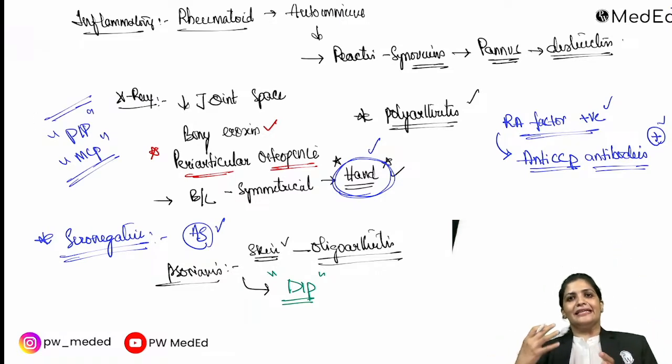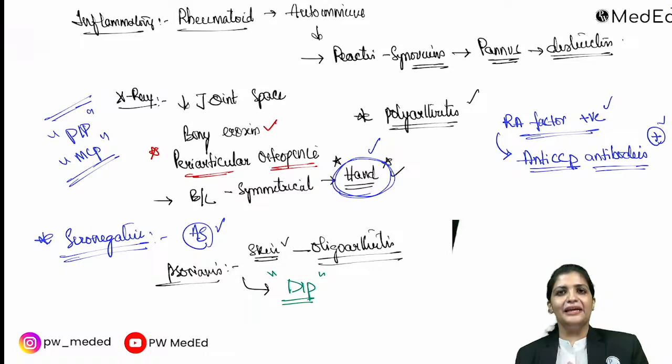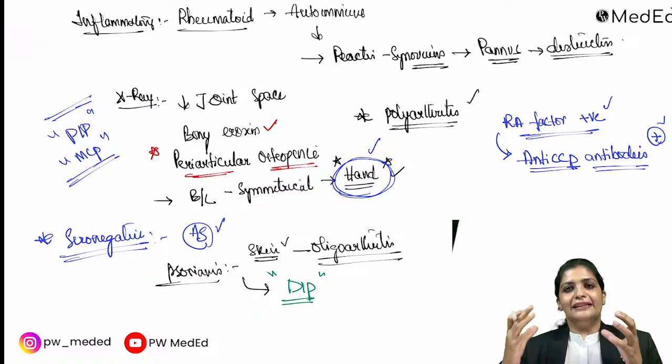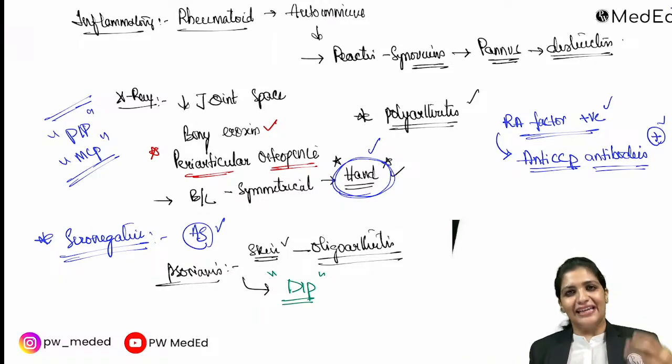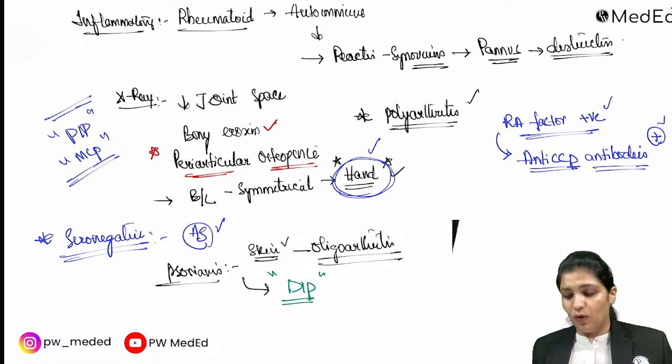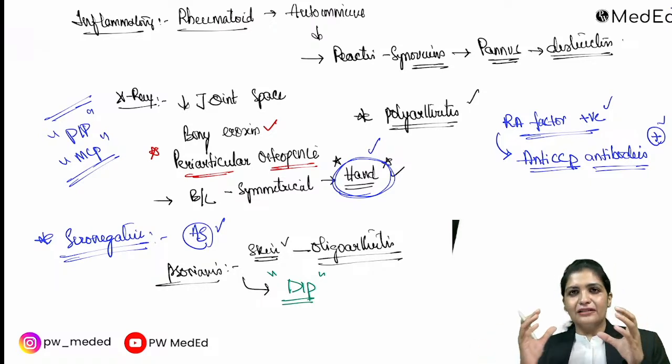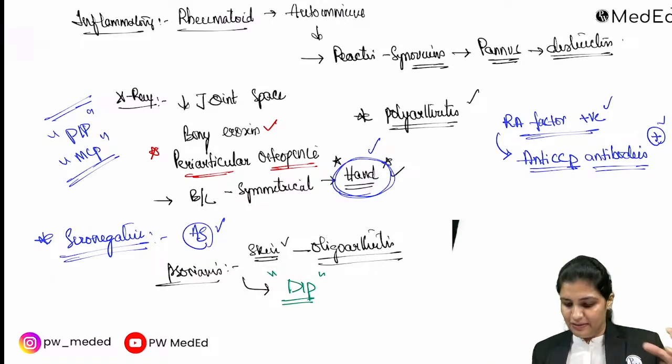So based upon this history, if the MCP and the PIP are involved, then you have to diagnose them as rheumatoid. If DIP is involved with some skin conditions, it is psoriasis, and in psoriasis it is usually oligoarthritis, right? So only a minimum number of joints are involved, and in that the DIP is the main thing.